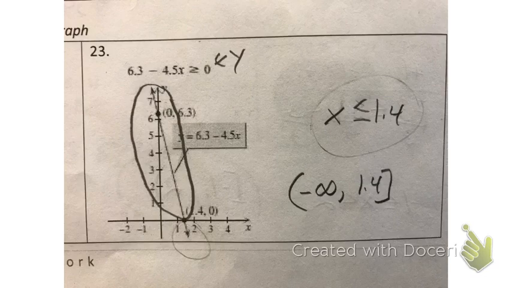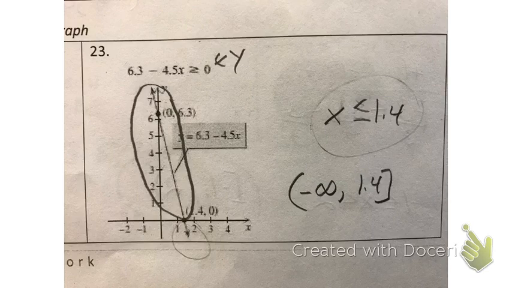So like I said, we have 6.3 minus 4.5x is greater than or equal to y equals 0. So y equals 0 is this line on the x-axis. So anything above this line is going to be above 0, including this point right here, because it does include 0 in it. So that's going to go from x values negative infinity all the way to when x is 1.4. The inequality says x is less than or equal to 1.4.